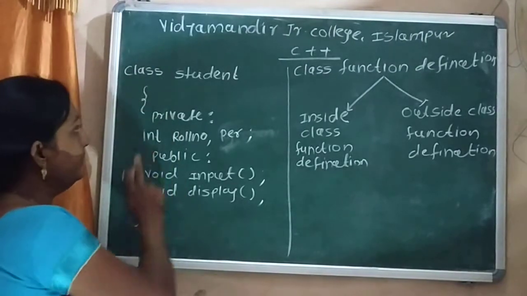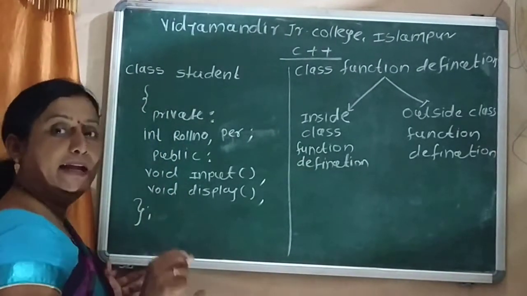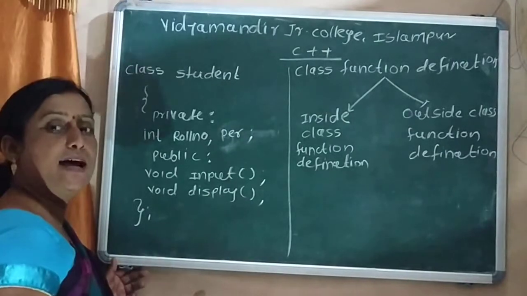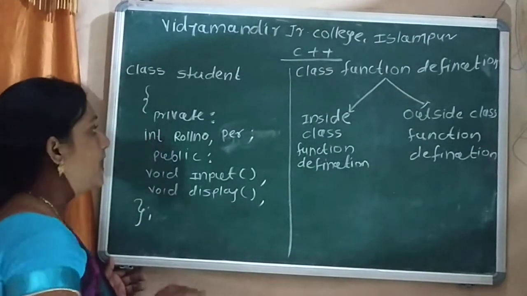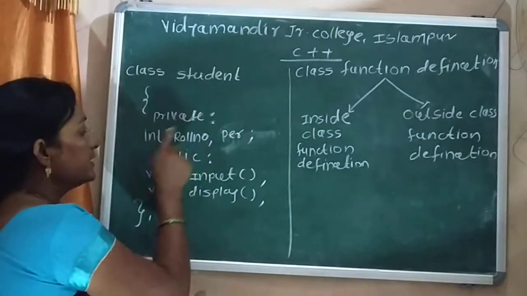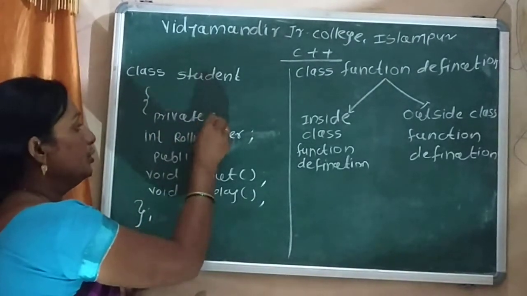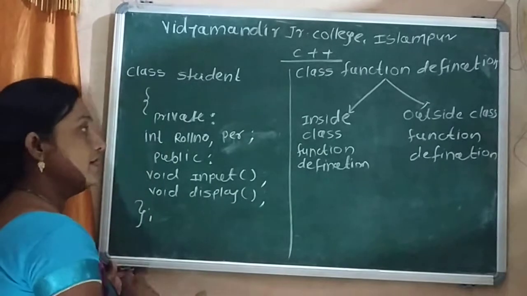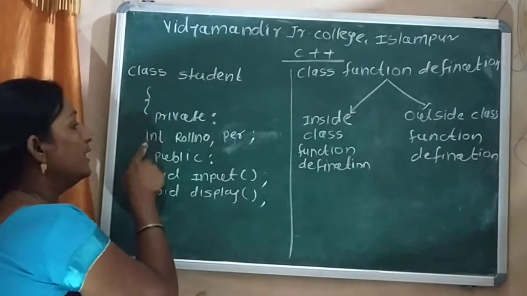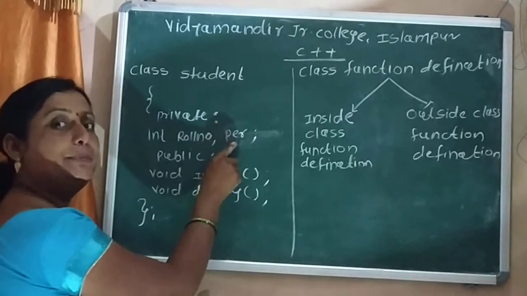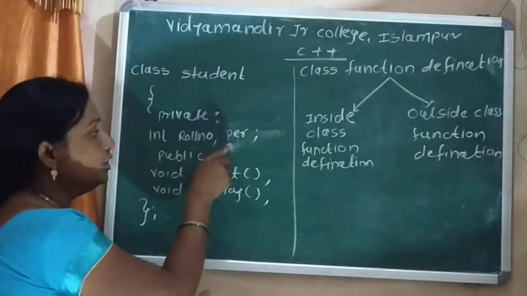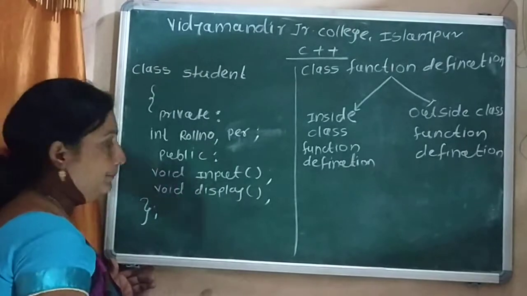In the curly brackets we declare the data members of the class as well as the member functions of the class. Private, here we give the colon. In the private section, int roll number, comma, per. Per is nothing but the percentage. For the percentage I use the variable per.